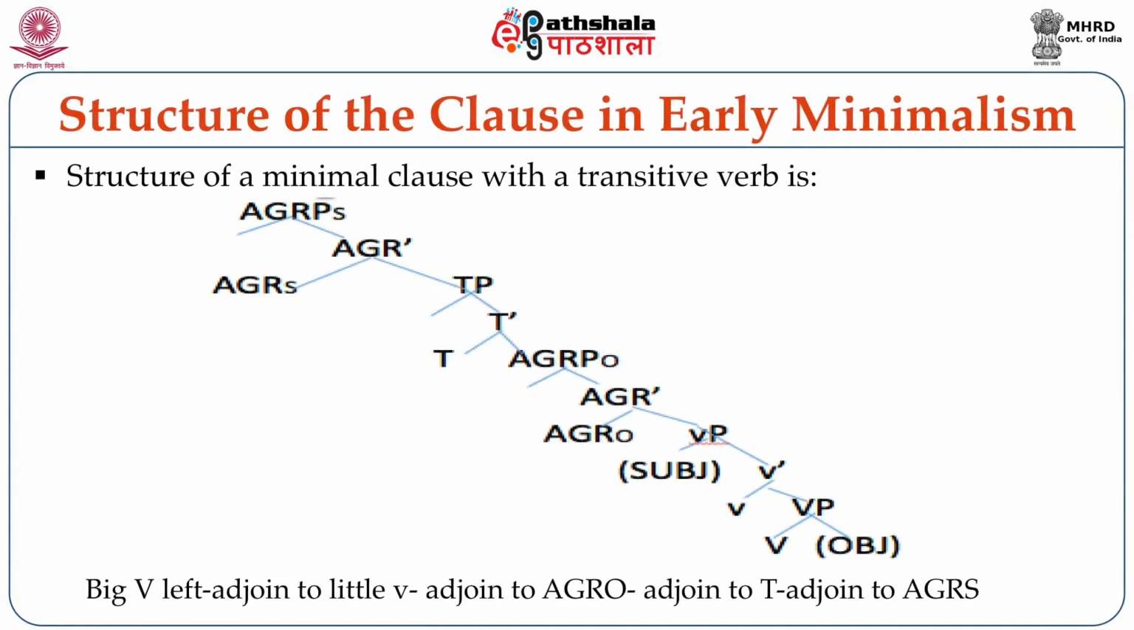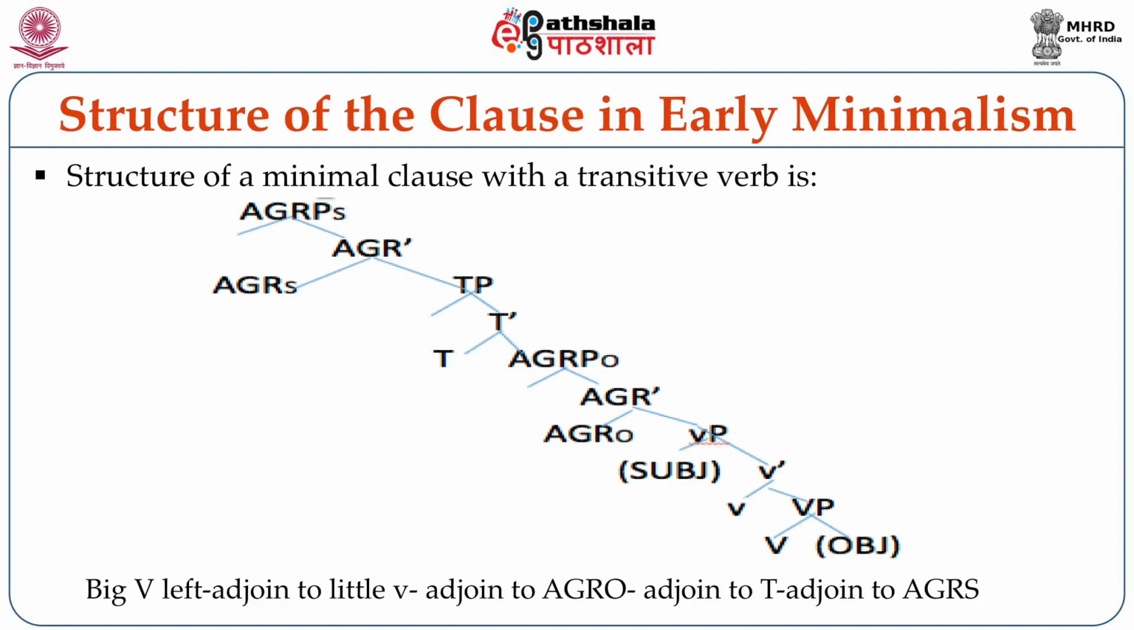The structure of a minimal clause with a transitive verb can be seen on your screen. When we look at it carefully, we see that the little v head selects for the big VP, the AGRO head selects for the little vP, the tense head selects for AGROP, and the AGRS head selects for TP.